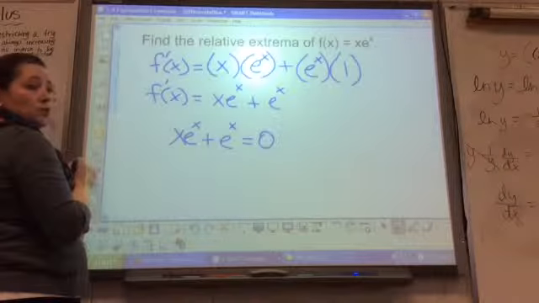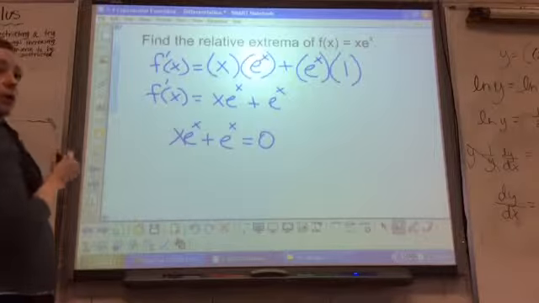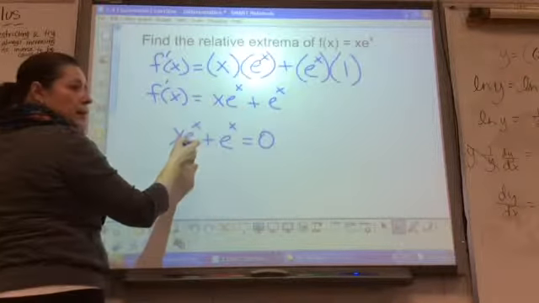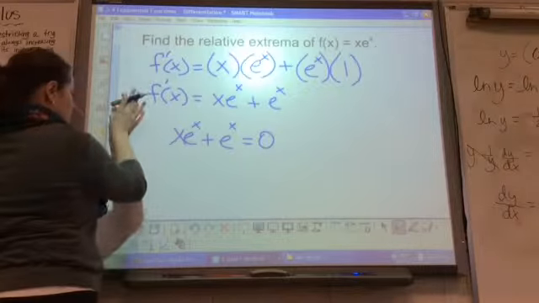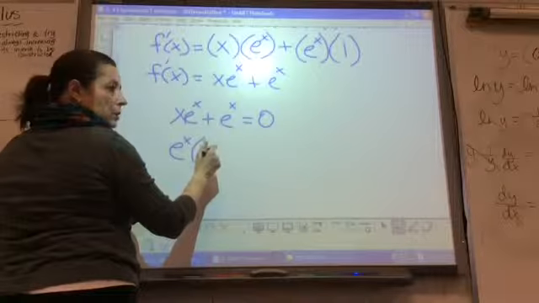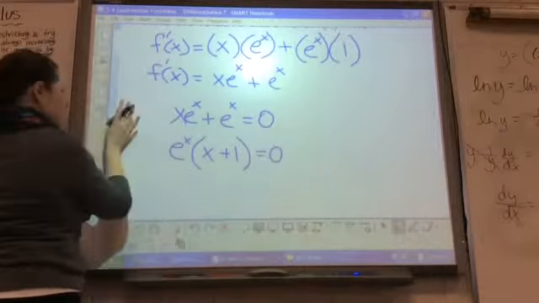What are we trying to get back to? We want to solve for x. Can you not take out the x? We can take out an e to the x, because they both have it. So that would leave you what? x plus 1.